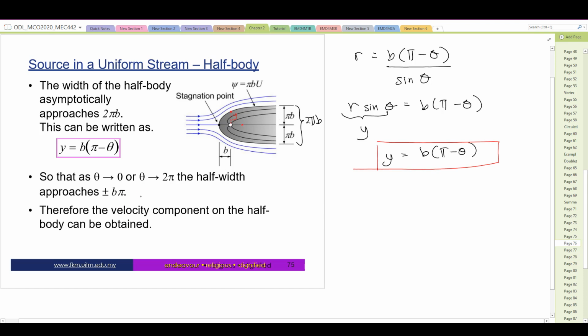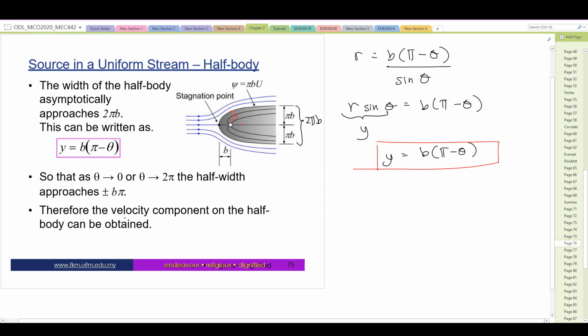Therefore the velocity component on the half body can be obtained. Now, if you want the distance or the point at any coordinate along the streamline, we can define b from the previous slide, we can find the stagnation point, and we have also determined psi for the stagnation point. Now we proceed to how to determine the velocity component on the half body.